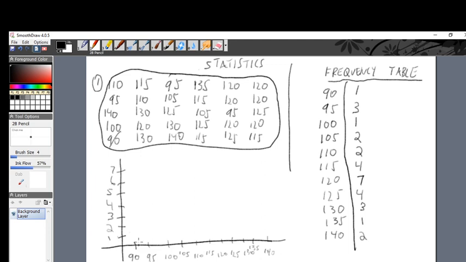So for 90, how many 90s are there of the pounds? Look at your frequency table. There's 1. So bring the bar up to 1, and that's it. And you color this in if you can. I don't want to bother coloring the whole thing in. Now, for 95, how many 95s are there? There are 3. So bump this up to the 3 level of the y-axis. So this bar goes up at 95.